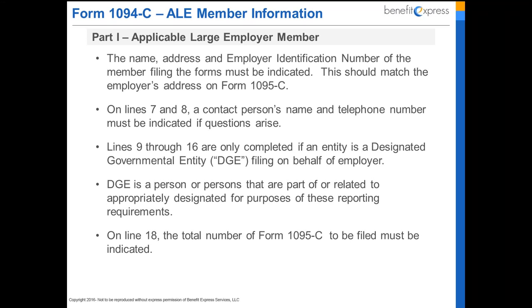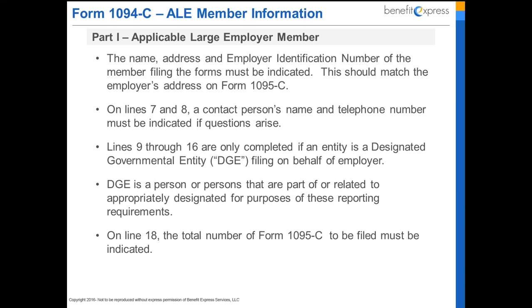Okay, a few more questions. When would code 1G be used? 1G would never be used if you're insured. It would only be used if you're self-insured. And that code is used to give a 1095C to a non-common law employee, which includes owners, retirees, and COBRA participants. If you're insured, that's why I highlighted it, you don't use it.